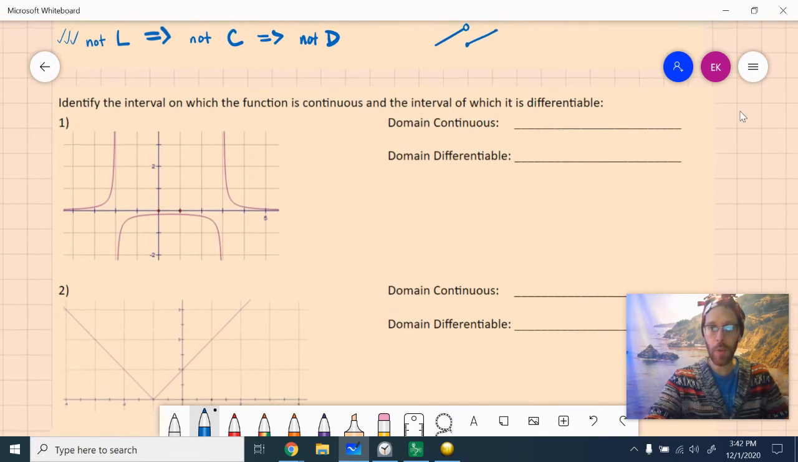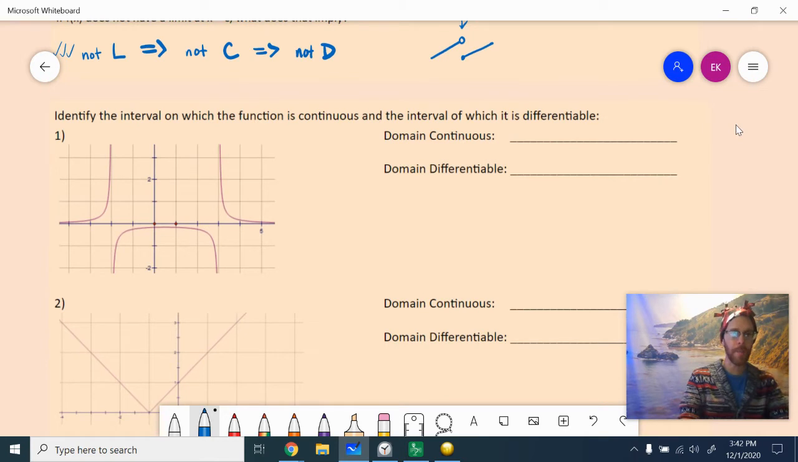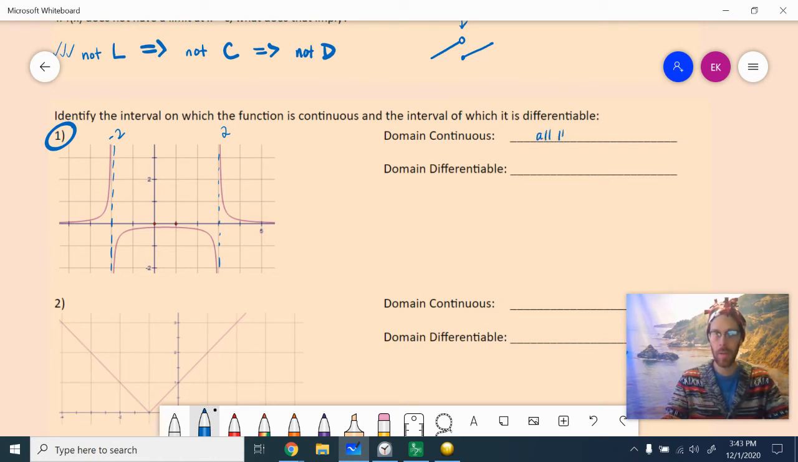All right, so let's look at some graphical examples. Number one, we're asked to identify the interval on which the function is continuous and the interval on which it is differentiable. I always start with continuity. So here I see that this is going to be discontinuous at an asymptote, which happens to be at -2, and another asymptote, which is at +2. So if we're going to write the interval on which it's continuous, we would say all real numbers, x is not equal to -2 or 2. It's kind of lazy notation, but whatever.